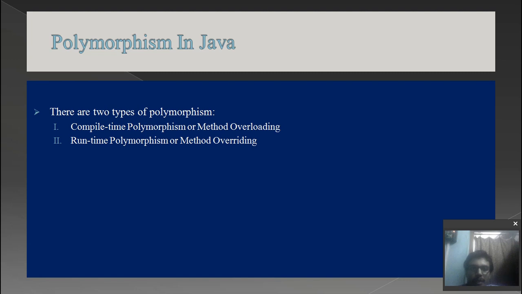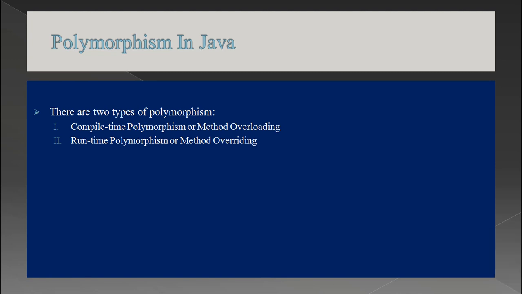Hello friends, in this video we will discuss another object-oriented property of Java, which is polymorphism. Polymorphism is another important object-oriented property. We know that there are three object-oriented properties in Java: one is encapsulation, another is polymorphism, and the third one is inheritance. We have already discussed encapsulation.